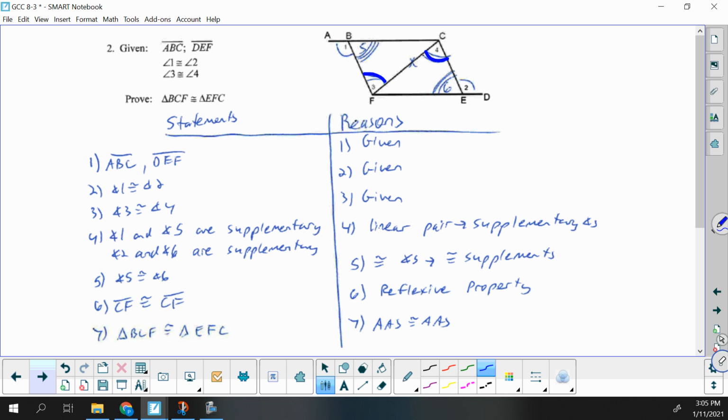So automatically next, we should say congruent angles implies congruent supplements. The ones that should be congruent are the ones we didn't already have congruent. So we should have 5 congruent to 6. That just gave us another set of angles in our picture. Well, we're out of givens, so look for reflexive or vertical angles. We're sharing CF, so we should do the reflexive property. And we have a side not in between the two angles, so we used angle, side, angle, congruent to angle, side, angle for our last reason.